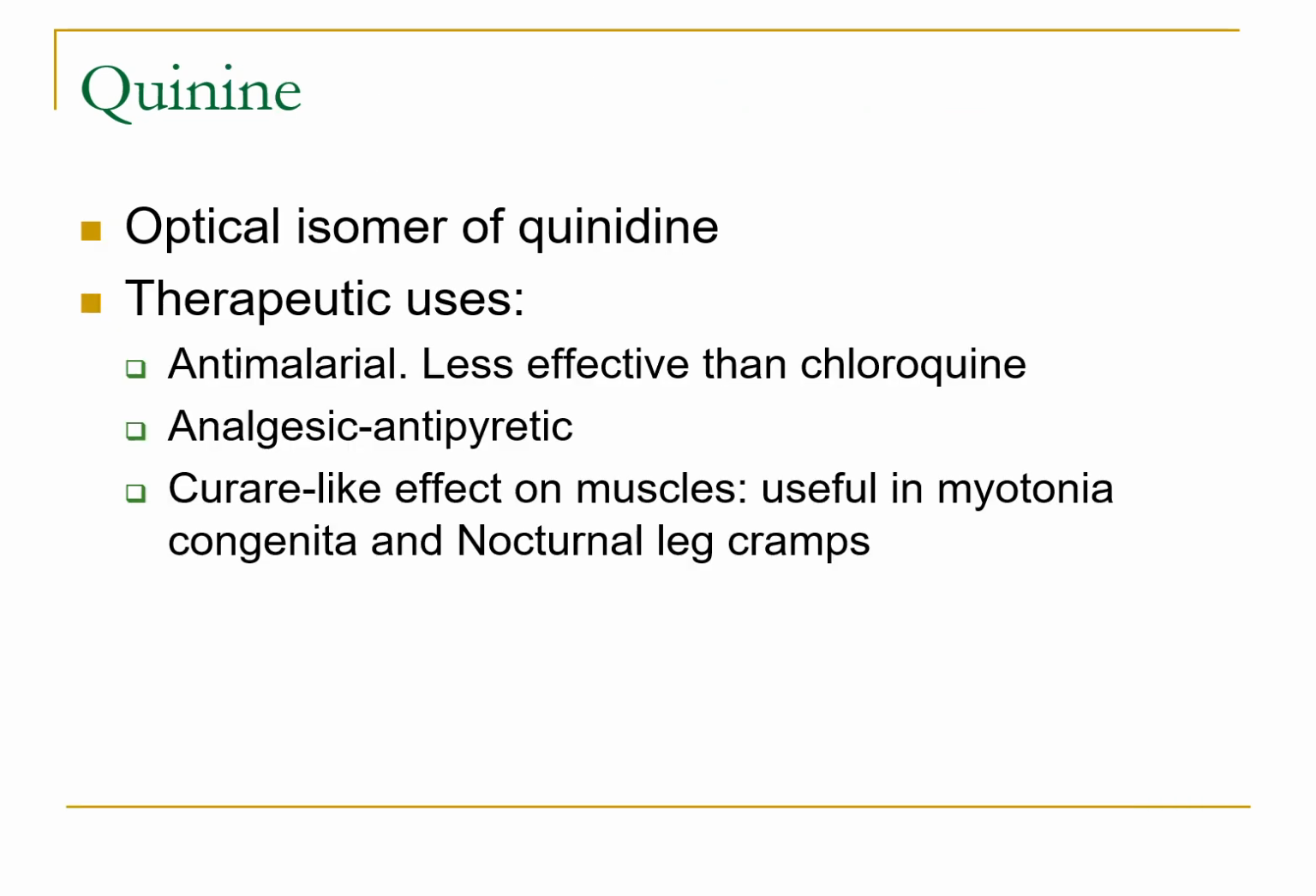What are those quinolines? We have quinine and quinidine, and as a matter of fact, they are optical isomers. Therapeutic use, we already know that they are antimalarial. Also, they are less effective than other drugs, such as chloroquine. In the past, they used to use them as analgesic antipyretics. Now, obviously, we have better drugs, such as acetaminophen. And also in the past, they used to use them for their curare-like effect on muscles. They lead to muscle relaxation. And this is very useful in myotonia congenita and nocturnal leg cramps that are very painful. But of course, now we don't use them anymore because of their toxicity that we will see in the next slide.